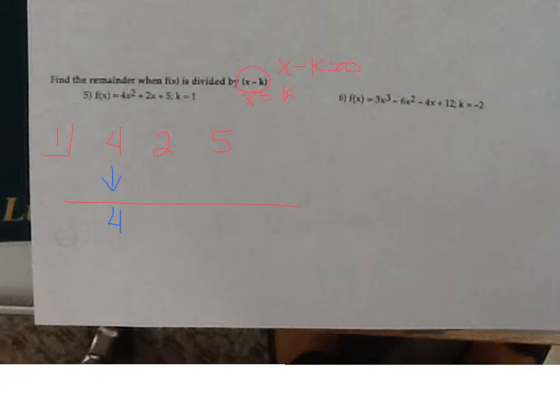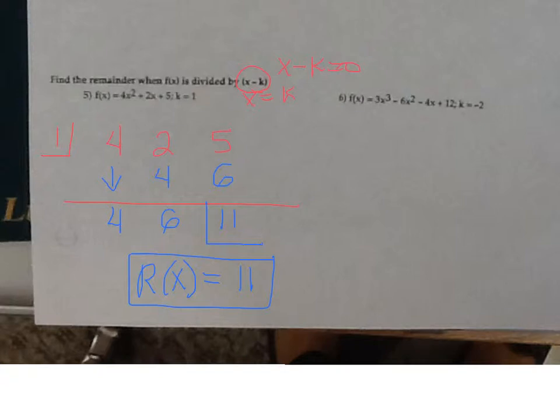Then you multiply. 1 times 4 is 4. 4 plus 2 is 6. 6 times 1 is 6. And then the last part, which we already know, we just combine it, that's 11, and that's the remainder. So the remainder, which is r of x, is 11. And that's the answer. Okay? We do the same thing with number 6. They just want the remainder.